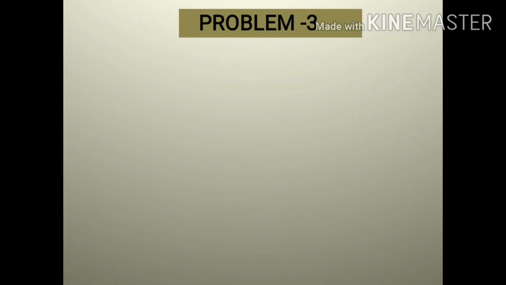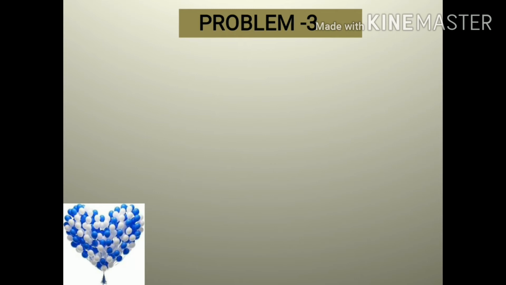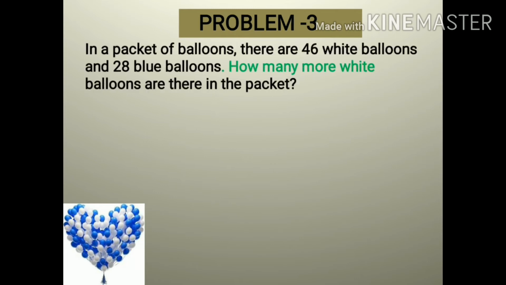Problem 3. We have a set of balloons in a packet. There are blue and white balloons in the packet. So, there are 46 white balloons and 28 blue balloons. How many more white balloons are there in the packet? You can see that the white balloons are more, isn't it? So, we have to know how many balloons are more than the blue balloons.